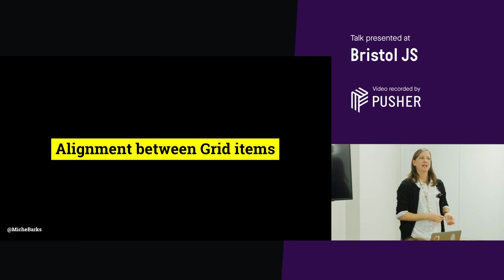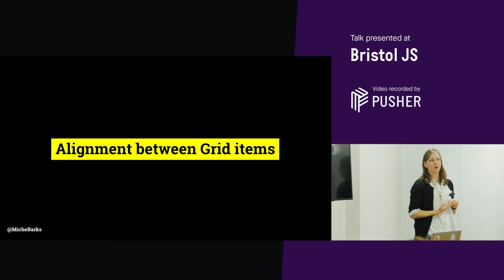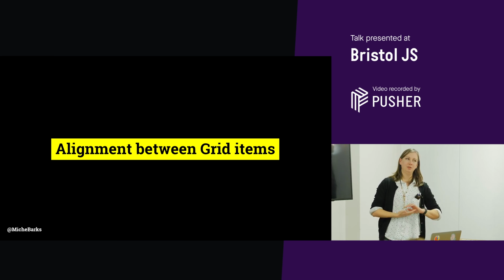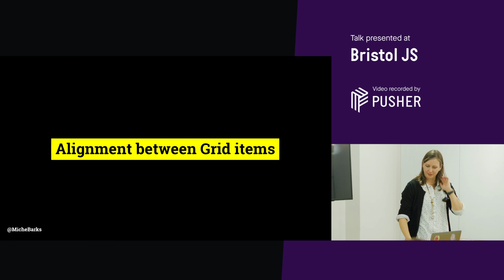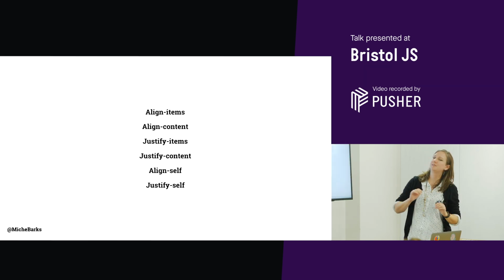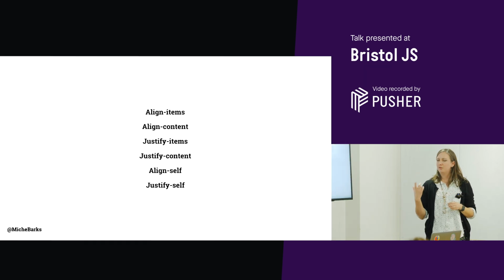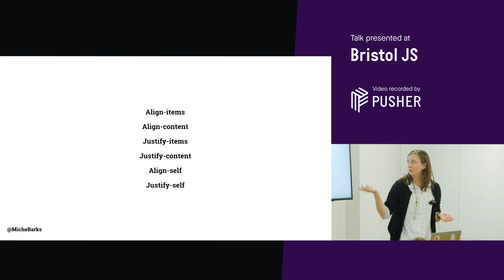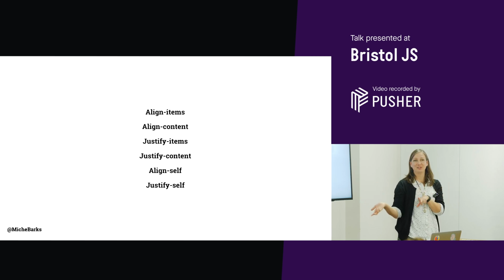Now, I want to look at a problem that isn't quite solved with the level 1 grid specification, but it will be with level 2, and that's alignment between grid items. So grid gives us access to a lot of different alignment properties, some of which you might recognize from Flexbox. And no one ever remembers what they all do, so it's compulsory to try out every single one until you find the one that does the thing that you want.